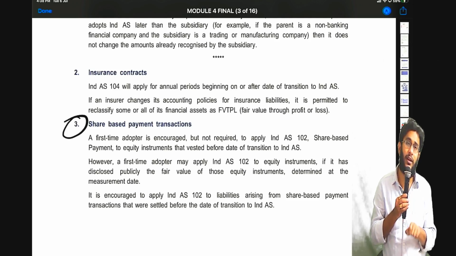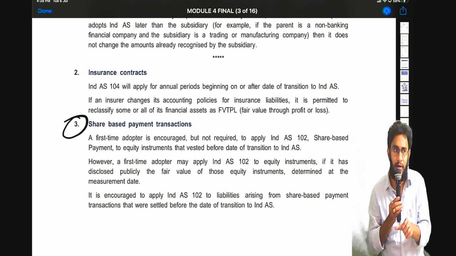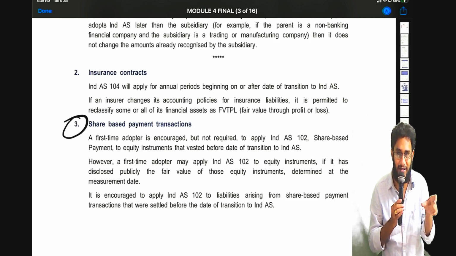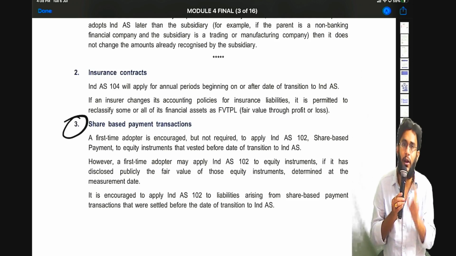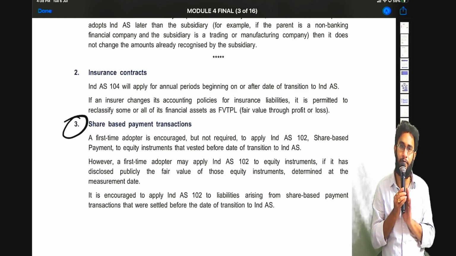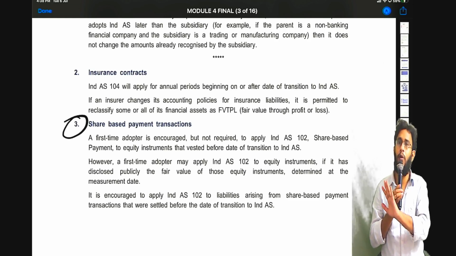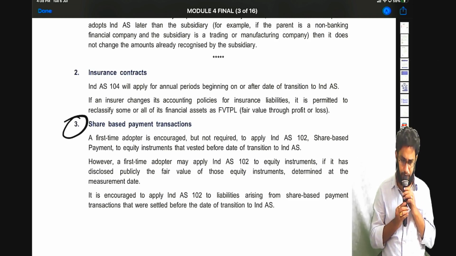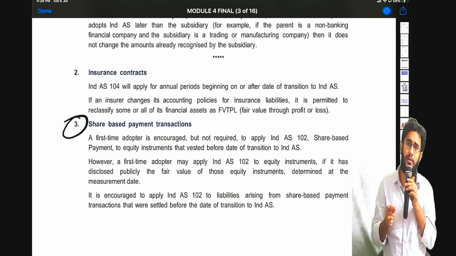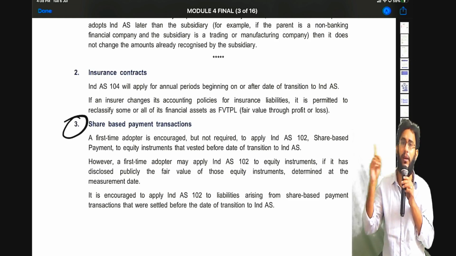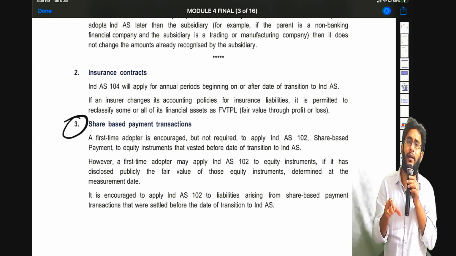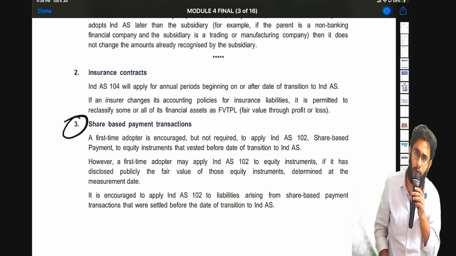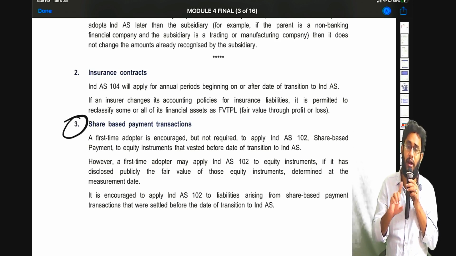Not vested means what? In respect of the 30, some time is still there for extracting benefit from the employees. So the vesting period is still there, correct? For those 30 options, no exemption is given. You have to compulsorily apply Ind AS 102. That means, had I accounted these 30 options by applying Ind AS 102 from the very beginning, what amount would have appeared in the balance sheet on the transition date? That amount you restate. The corresponding effect, of course, goes to retained earnings.